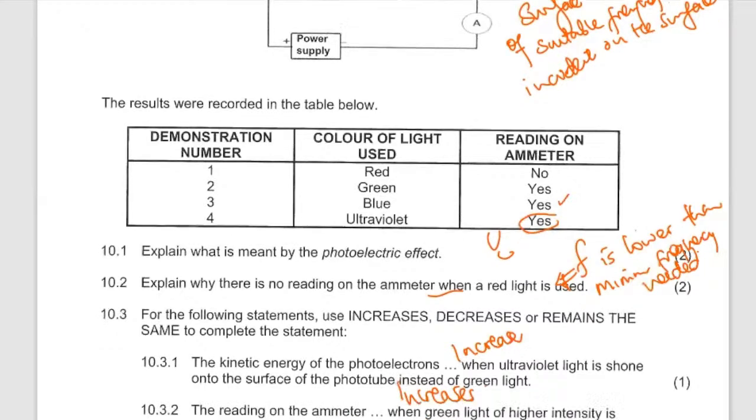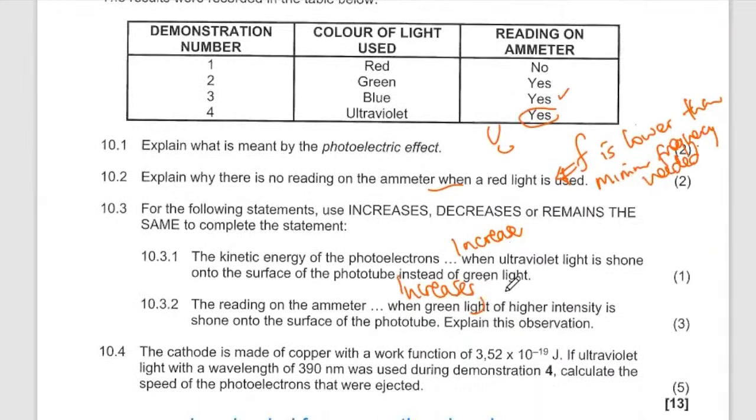Okay, so what you need to know is that with increased intensity, the number of photons, not electrons, will increase per unit time. So if the number of photons increases per unit time, the rate at which they strike the metal surface is going to increase. Hence, the number of electrons leaving the surface will also increase.